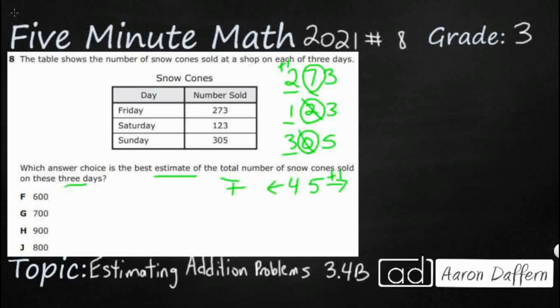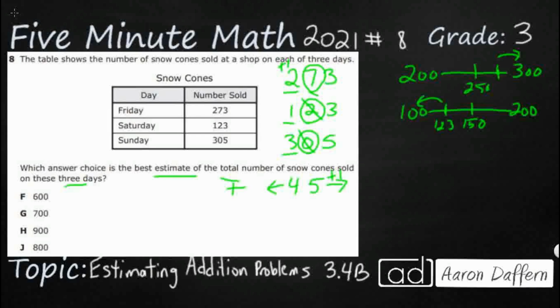Because really what we're doing here is we're looking at a number line. We're looking at 200 to 300. Where does that 273 fall? Your midpoint is 250 right here. So your 273 is going to be way over here, so it's a lot closer to 300. With this 123, we're going to look at the 100 and 200. Your midpoint is going to be 150. And look at that 123. It's going to be more down here. So that's why it's going to stay at the 100.